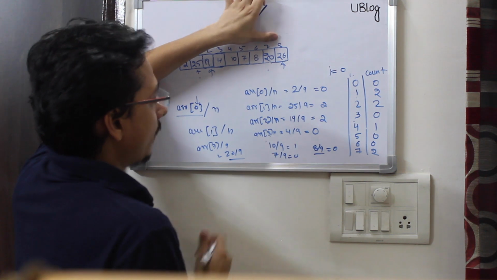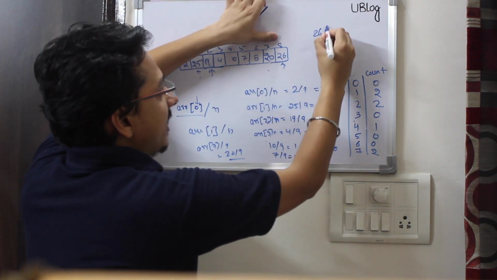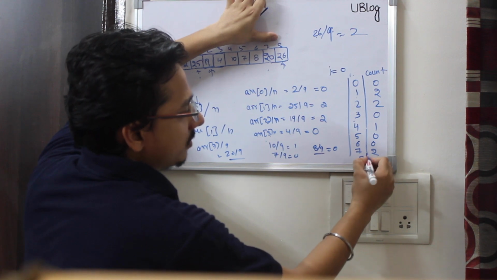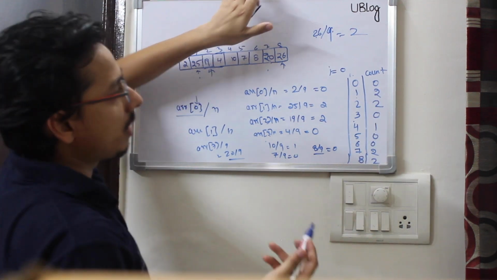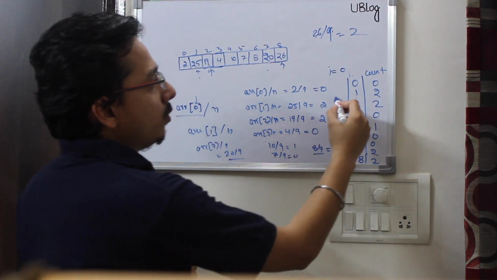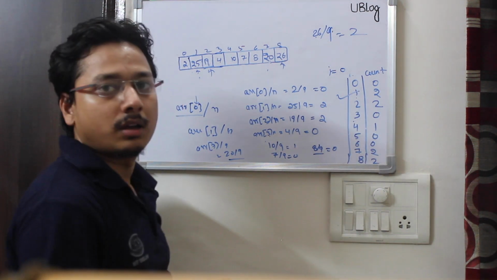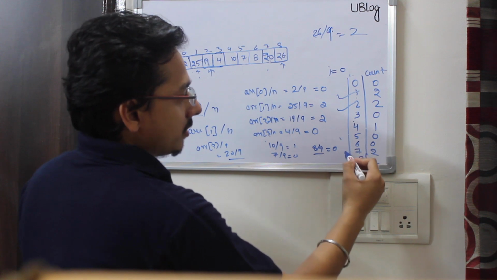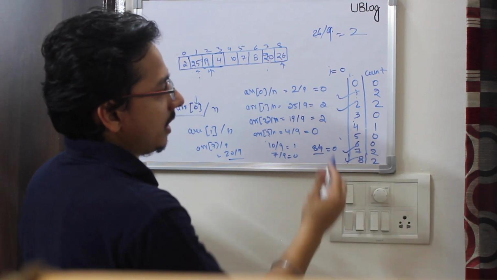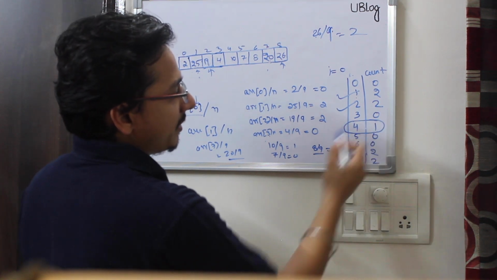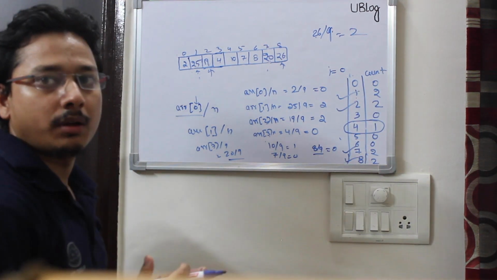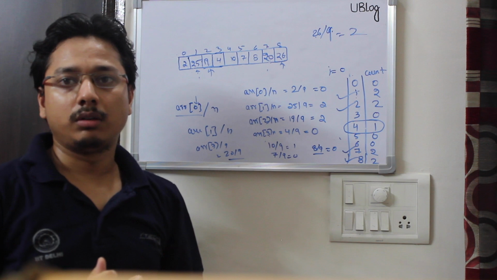Now moving ahead, array of 8. So I'll be doing 26 divided by 9, which is 2. So my 8 is also present twice. So now I have the solution. Basically I know number 1 is present twice, number 2 is present twice, number 7 is present twice, number 8 is present twice. And as I know, 4 is only present once. So we'll be printing 1, 2, 7 and 8 as the output. So this is how we solve the question.